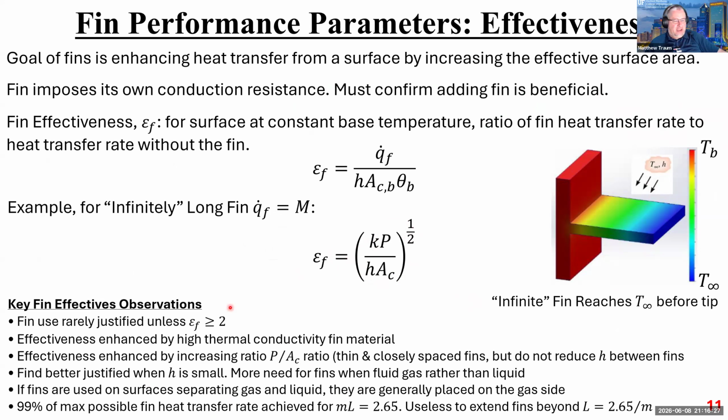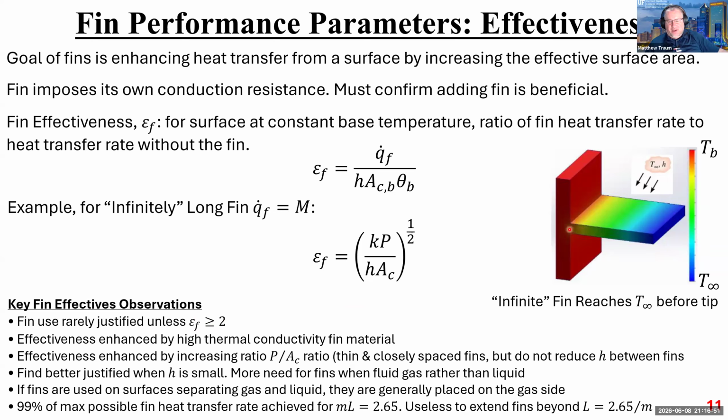But there are some key observations you can take away from looking at this combination of variables. The first one is that use of a fin is rarely justified unless the effectiveness is at least greater than or equal to 2, right? And why is that? Okay, fine, you're getting twice the heat transfer rate out of this small surface than you would if the fin was not there.